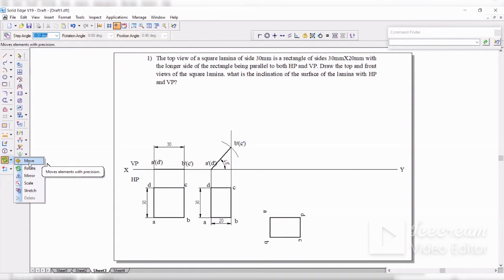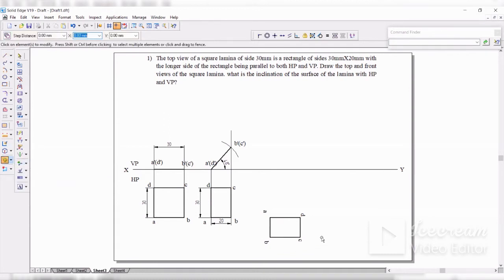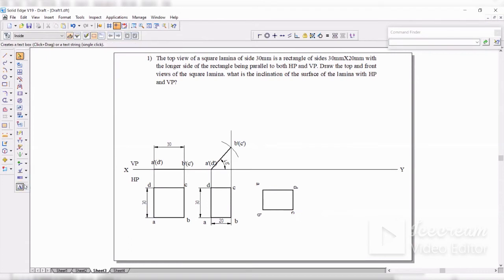So I will take the move option. I don't need a copy, so I'll just move it a bit. There is no distance mentioned, so I can have it as and where I want. Now you can see ABCD is a little bit twisted. So you can rotate that as well, like this. Or else, simply delete and write it again so that it will be visible properly.